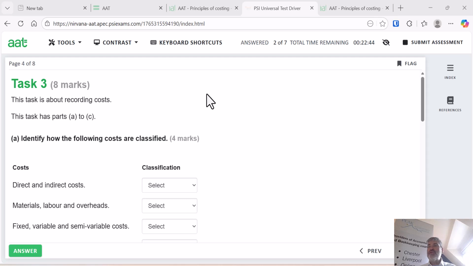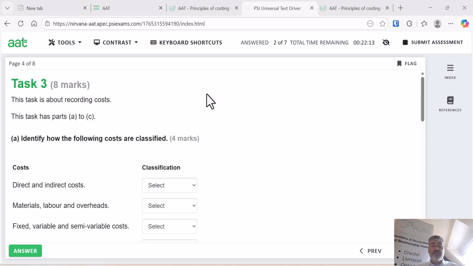This task, we're told, is about recording costs, and the first requirement is all about the classification of costs, which is very important to be able to understand and do, to make sense of costs and to provide costings which will help us as management accountants to provide management information for business decisions, for planning, for the control of the business.